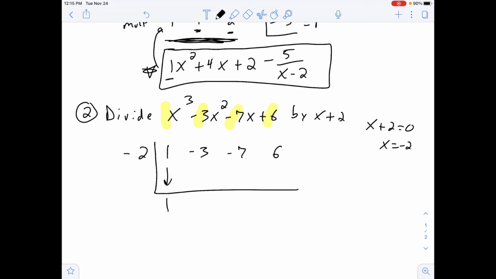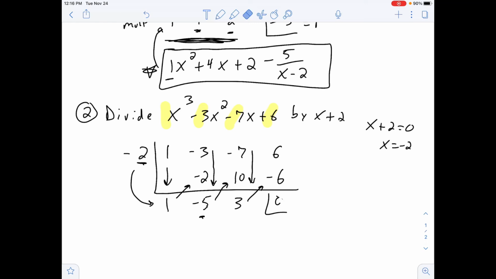Drop down the first one, multiply. That goes here, which is negative 2. Add down. That gives us negative 5. Multiply. That gives us positive 10, because you got a negative 2 times a negative 5. And then add down, which is 3. And then we're going to multiply. That goes here, which is minus 6. And then the remainder is 0.